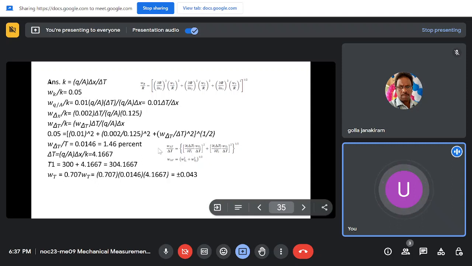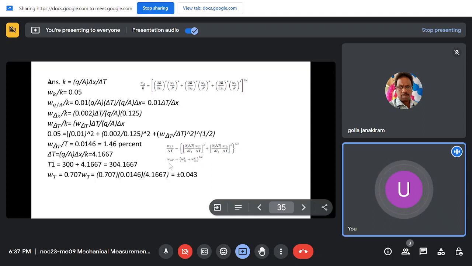So from the expression we can simplify this delta T1 and delta T2. On substitution we'll get W delta T as (W T1 square plus W T2 square) the whole raised to power 1 by 2. So both W T1 and W T2 will be the same, so it will come out to be 2 times (W T1) square, raised to power 1 by 2, which is root 2 times W T1.